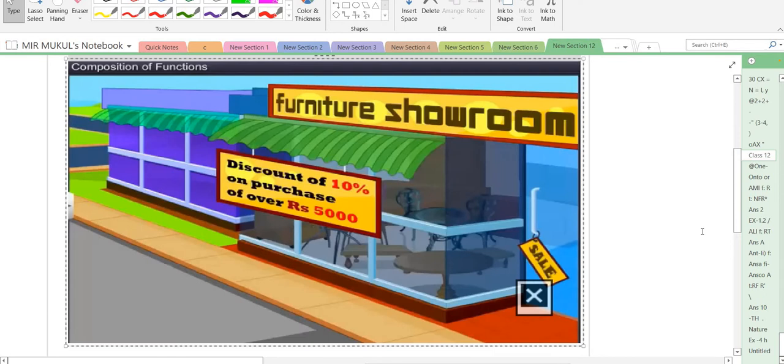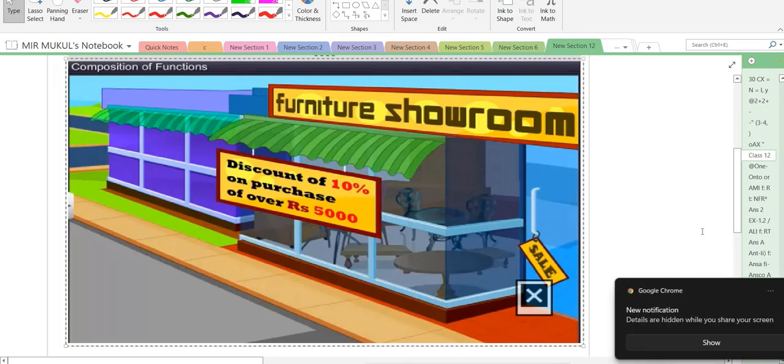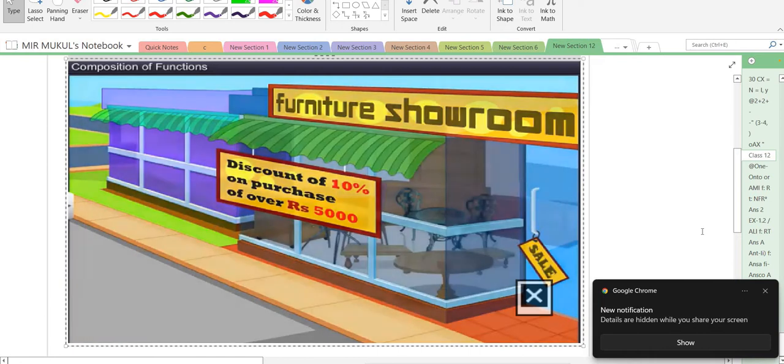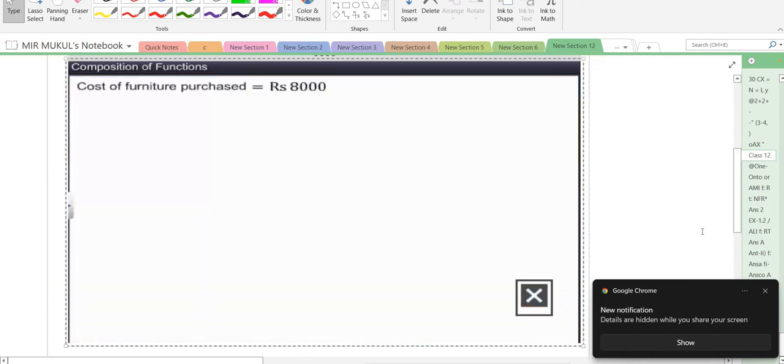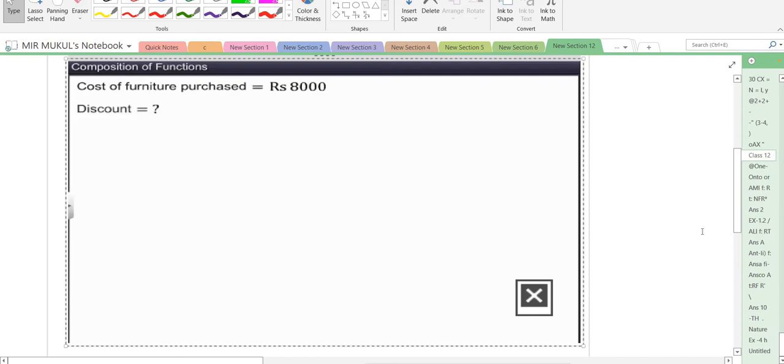Suppose you're at a furniture shop and the shopkeeper is giving a discount of 10% on the purchase of furniture exceeding 5,000 rupees. You purchased furniture worth 8,000 rupees from the shop. Can you calculate the discount that you will get on this purchase?